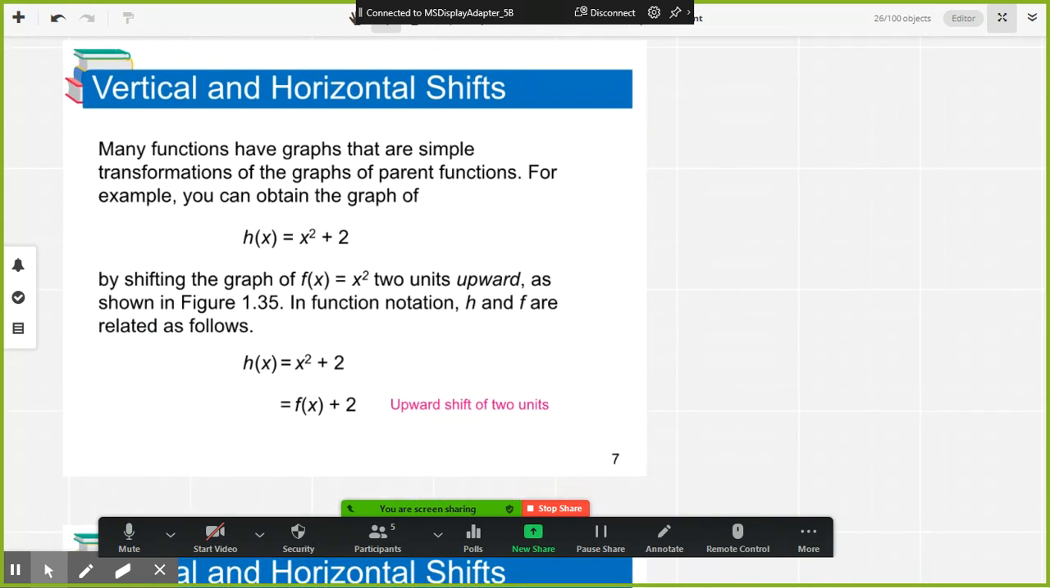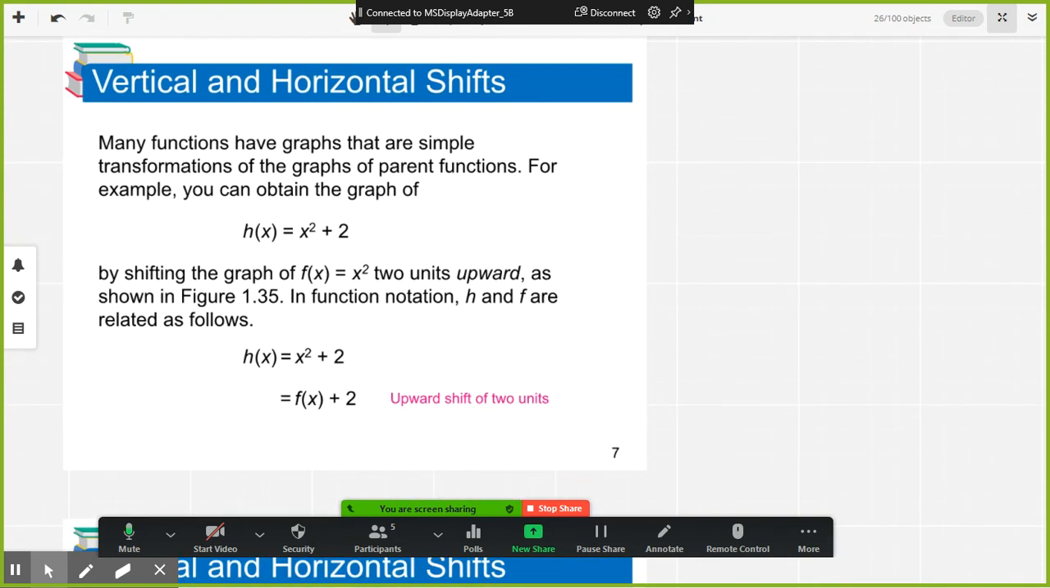Many functions have graphs that are simple transformations of the graphs of parent functions. For example, you can obtain the graph of h of x equals x squared plus 2 by shifting the graph of f of x equals x squared 2 units upward.